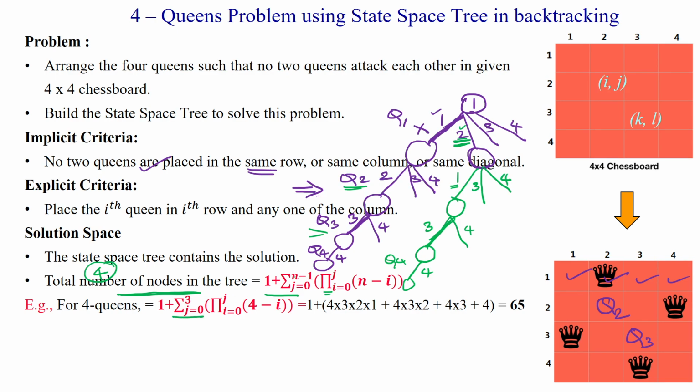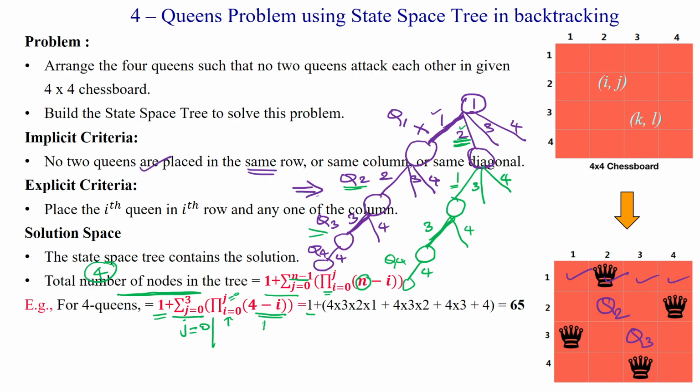Here n is 4, 4 minus 1 is 3, then product of i equal to 0 to j of 4 minus i. 4 is the n value, for the 4 queens problem. Now you see how we are getting this. Suppose we are selecting the 4 queens problem, then initially I select j equal to 0. If j equal to 0, then for the product, we start from i equal to 0 to 0.